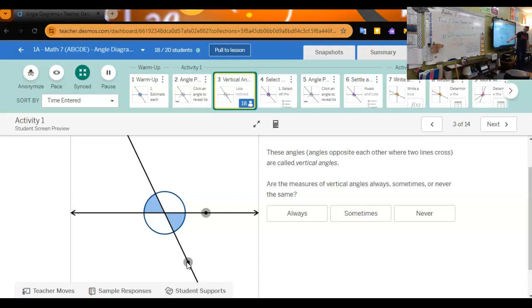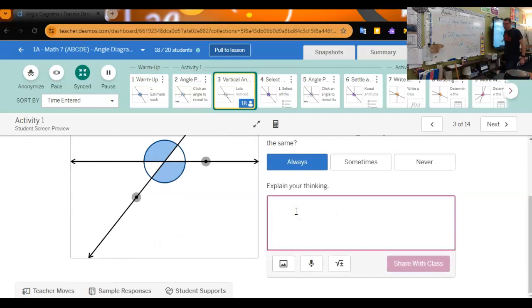And as the blue angle is getting bigger, what's happening with the white angle? It's getting smaller because what is happening with the other straight line? Well, it's still a straight line, right? And what did we say about a straight angle yesterday? How many degrees are in a straight angle? 180. So guys, this is actually always true: vertical angles will be equal.